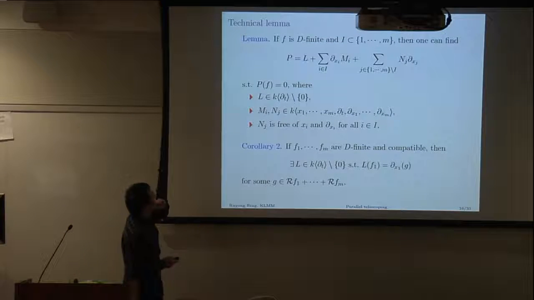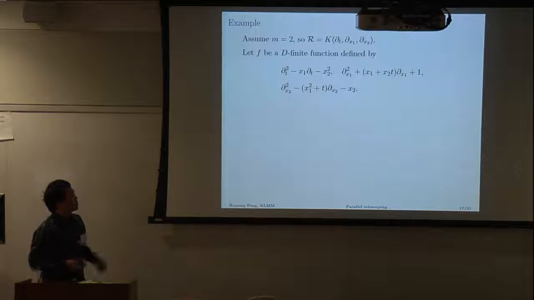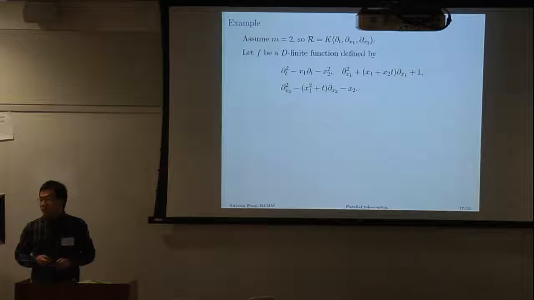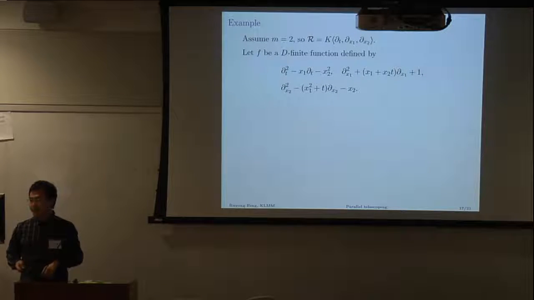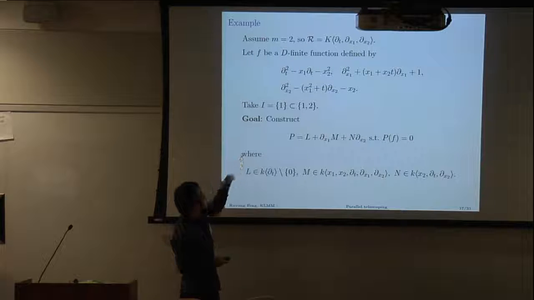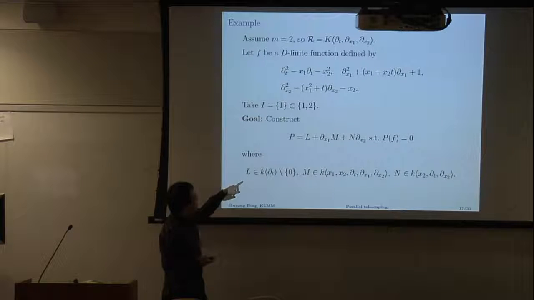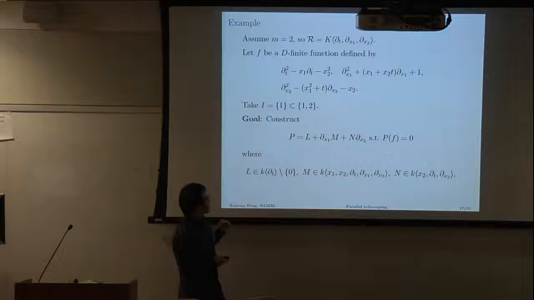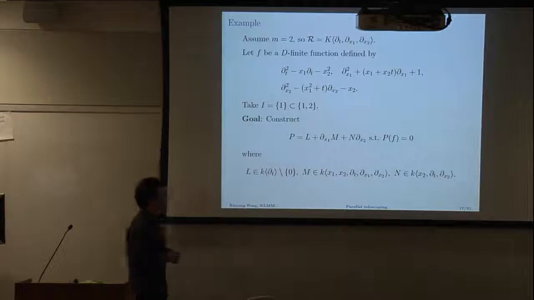I'm not going to give a proof of this lemma here, but I will give an example, and you will see the idea of the proof. Let's assume that m is 2, and let f be a definite function defined by these three operators. We take the capital I to be the set of a single element, 1. Our goal is to construct a non-zero operator P such that Pf is 0. Well, the capital N is free of x1 and dx1.